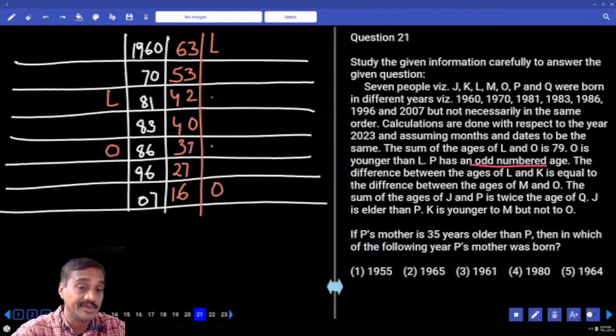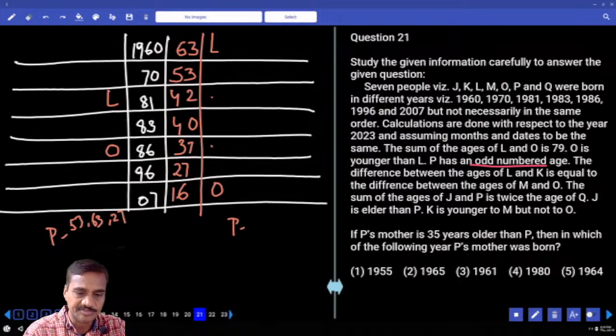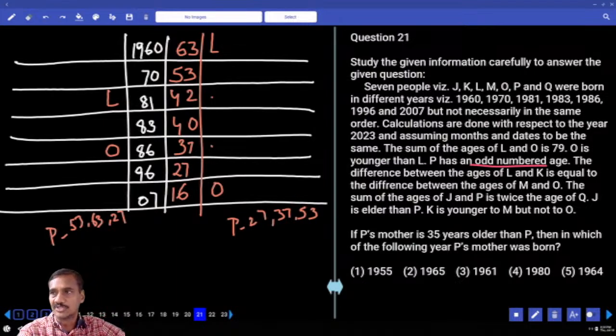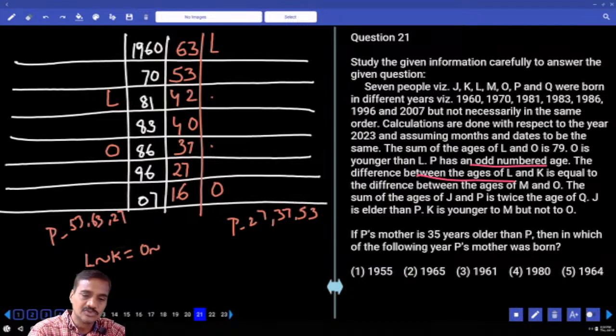And P has an odd numbered age. Now P's odd number, in this case, P can be 53, 63, 27. Now 3 possibilities. Here in this case, P can be 27, 37, 53. And the difference between the ages of L and K equals the difference between O and P, and the difference of L and K equals that of O and M. As of now, we cannot start with this one at all.